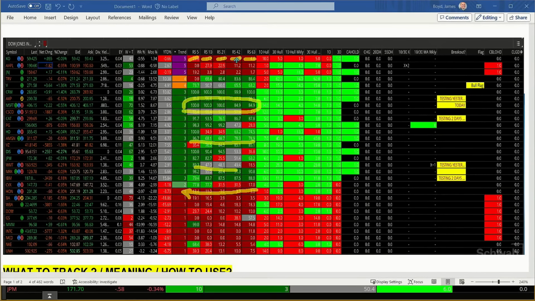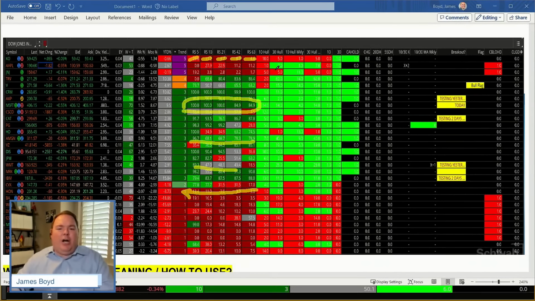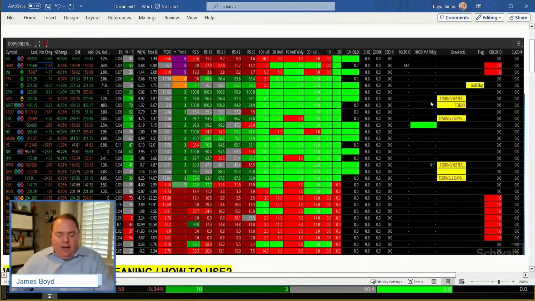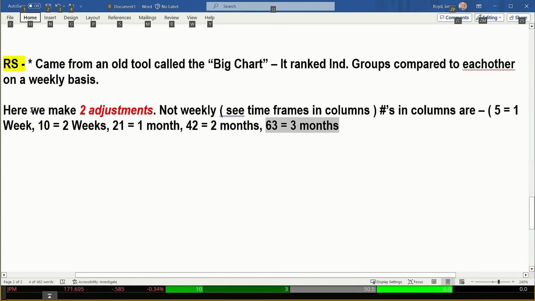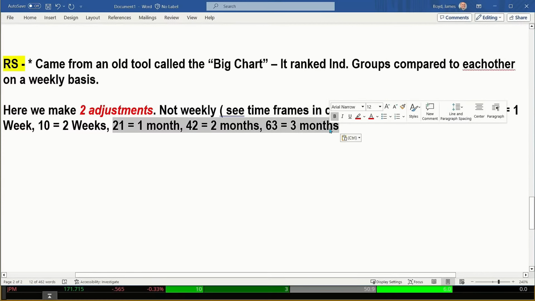Now, the other thing is the relative strength is not stock compared to stock. It's the stock's performance compared to the S&P 500. Okay, now we're getting somewhere. If I were to scroll back down, something very important, one adjustment we made is each column does not represent a week. We added in something like 21 days, 42 days, 63 days to try to see a little bit longer type of trend.